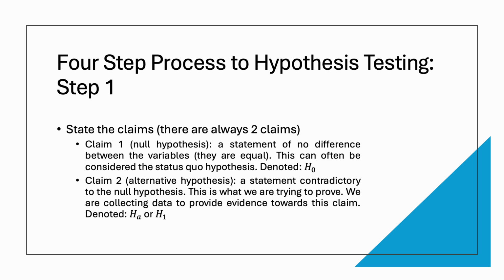The second claim is the alternative hypothesis. This is a statement contradictory to the null hypothesis. This is the statement of what we want to prove. We are collecting our data to provide evidence towards this claim. The alternative hypothesis can be denoted as an H with a subscript A or an H with a subscript 1. In my notes, I tend to use the H with the subscript A to note the alternative hypothesis.